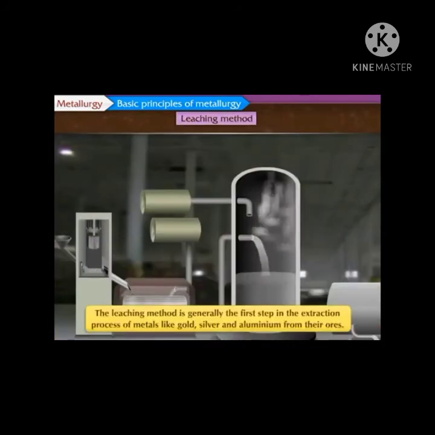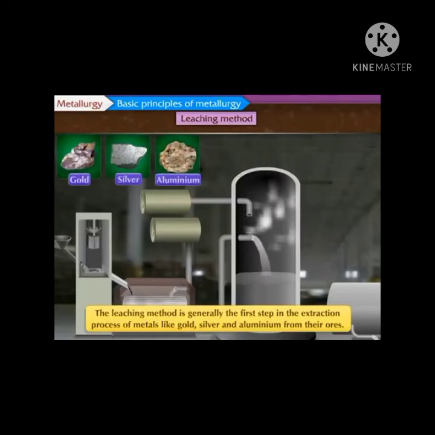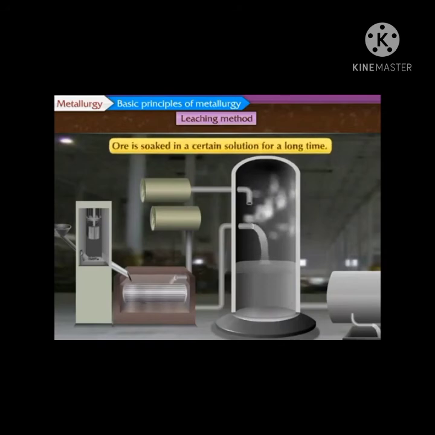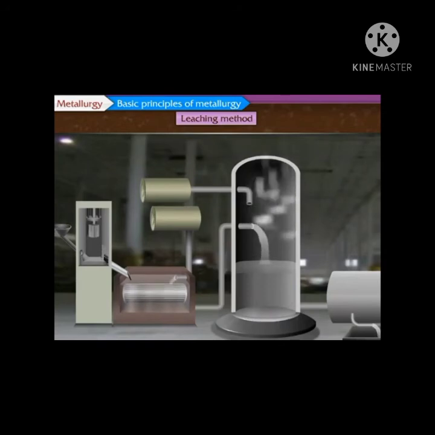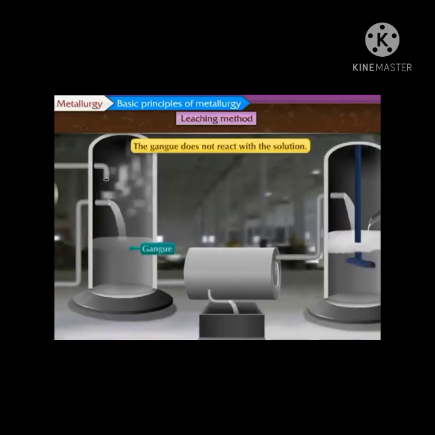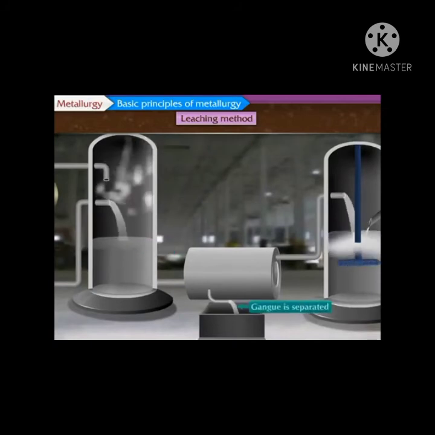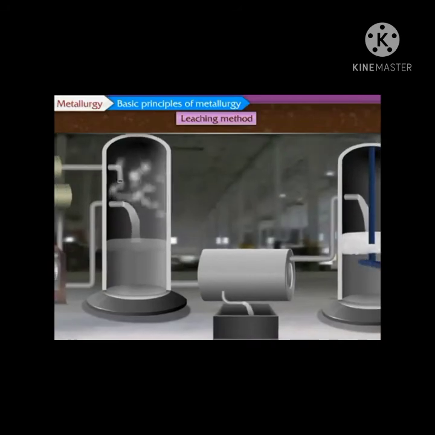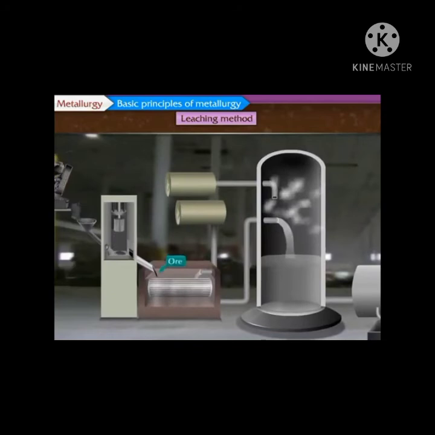The leaching method is generally the first step in the extraction process of metals like gold, silver and aluminium from their ores. In this method, ore is soaked in a certain solution for a long time. A chemical reaction takes place due to which the ore dissolves in the solution. The gangue does not react with the solution, hence it does not dissolve in it. In this way, it is separated from the ore. Bauxite, which is the ore of aluminium, is concentrated by the method of leaching.